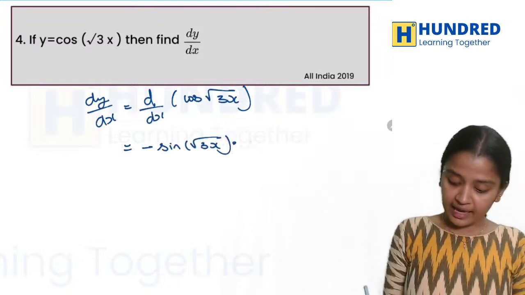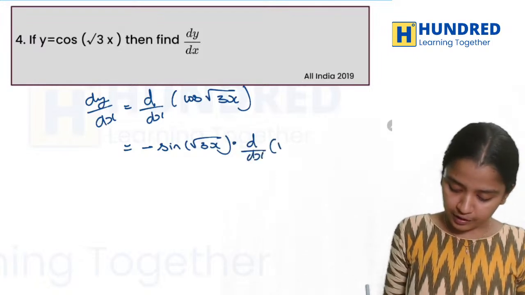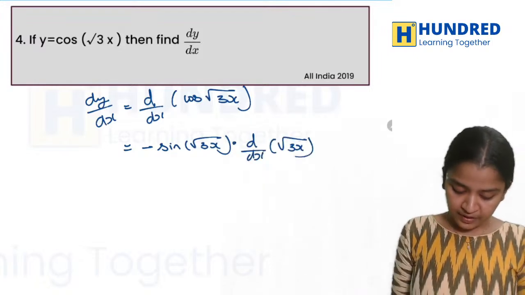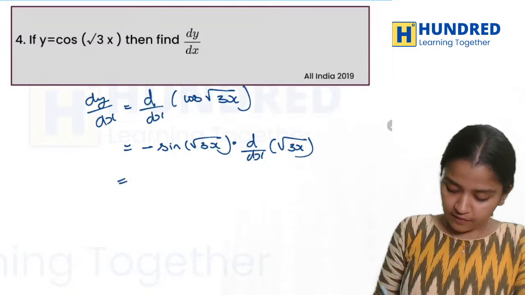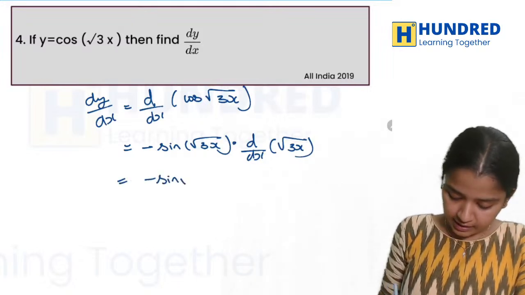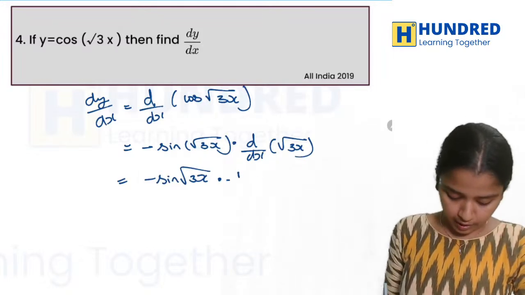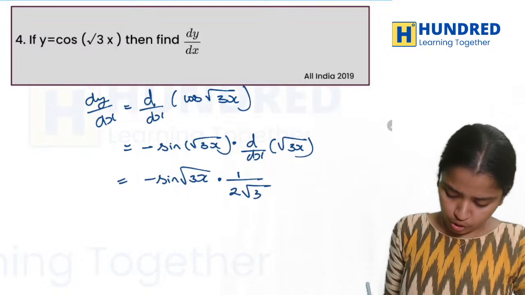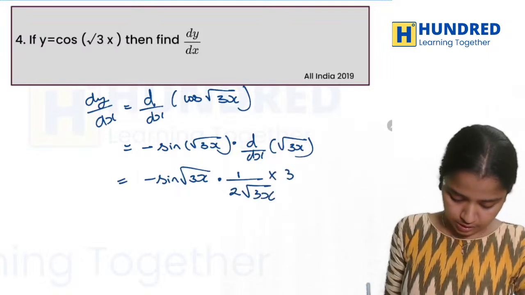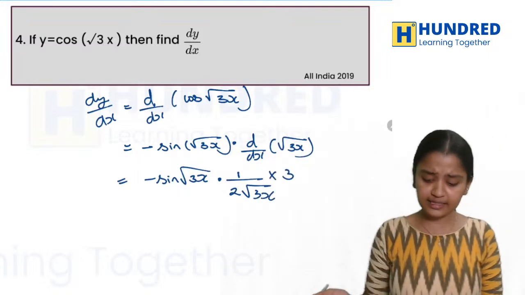Okay? Again, what do I have to do? I have to differentiate root 3x. Okay? When I do that, what will I get? Minus sin of root 3x into, the derivative of root x, which is 1 by 2 root x. So it is 1 by 2 root of 3x into 3.